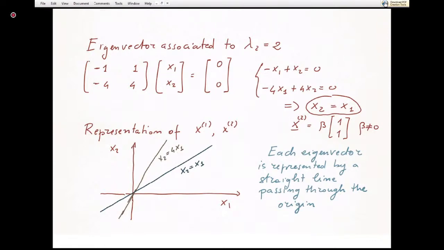So basically, in the two-dimensional case, by representing the eigenvectors in the plane, I get these two straight lines. This one is associated to the eigenvalue lambda 2 equal to 2. This one is associated to the eigenvalue lambda 1 equal to minus 1. Okay? Each eigenvalue has an associated line in the plane. Is that clear? So this is all what you need, basically. Eigenvalues and eigenvectors of a square matrix.